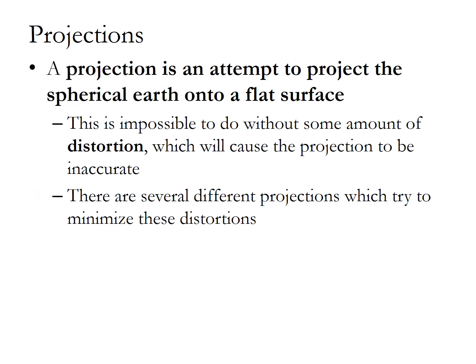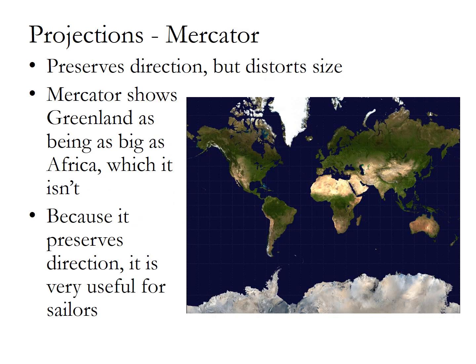So first off, with projections, this is the very first lesson we had. It's the idea that we're trying to take the round Earth and put it onto a flat surface. And we know that's impossible because you can't take a 3D spherical object and put it on a flat sheet of paper. So of course something is going to distort, and we have different projections that have different distortions. Right? We have the Mercator map that preserves direction, distorts size, especially in the north and south poles.